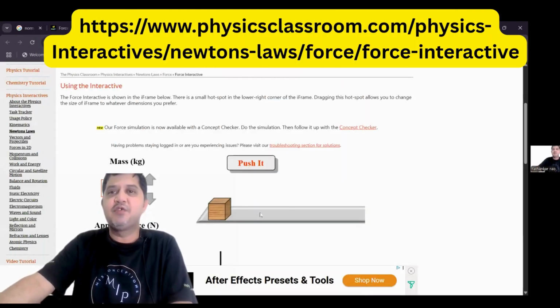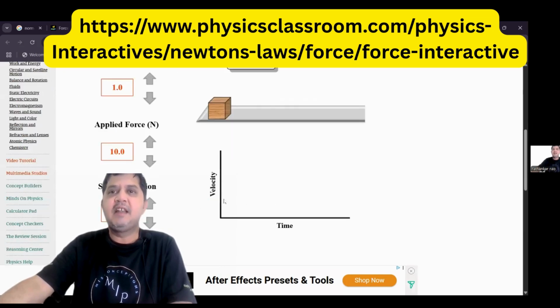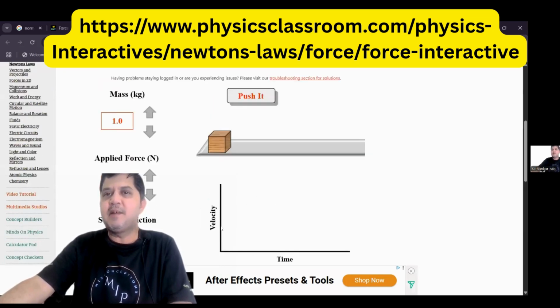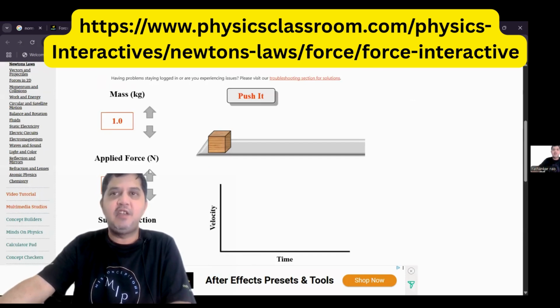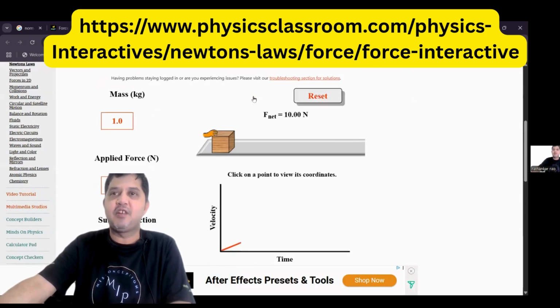Now this simulation shows you an object kept on a floor or on a table, and you can push this across and monitor what's happening to the velocity versus time graph, the VT graph, right? So the mass of the object is 1 kg, applied force is 10 Newton. Okay, there's a force that we will be applying over here, and then I push it across.